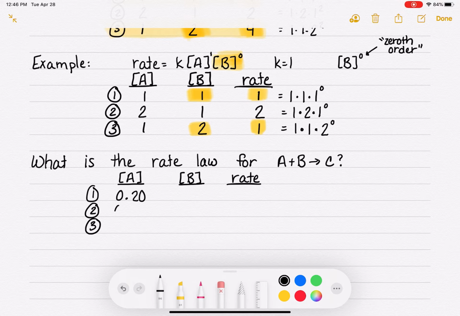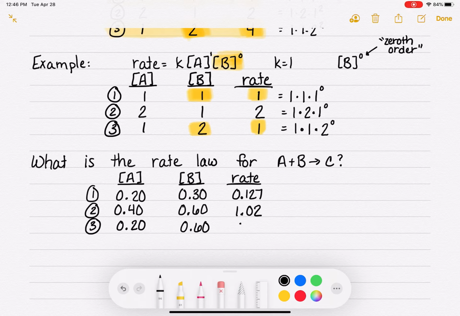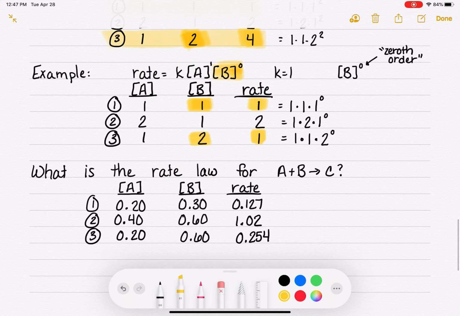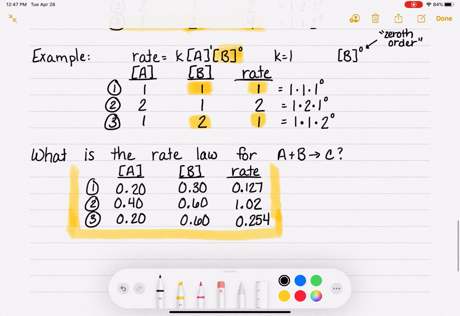And you're going to have concentrations of A, so we're going to say 0.2, 0.4, and 0.2. And B is going to be 0.3, 0.6, and 0.6. And then we're going to have rates, 0.127, 1.02, and 0.254. So again, unlike the examples that we were just doing up here, in this type of problem, you're given this whole entire complete set of data, including the rates. So you have all of this data provided to you. And you need to use that data to calculate the rate law.